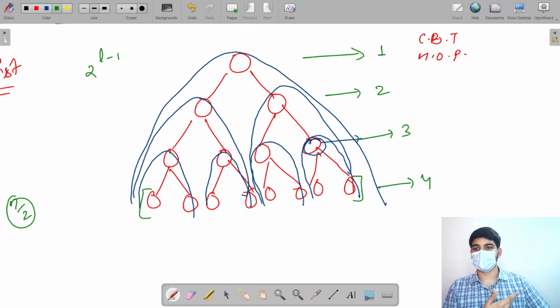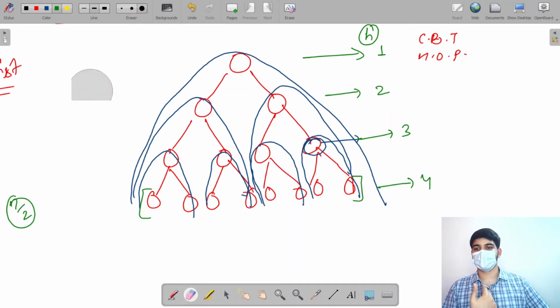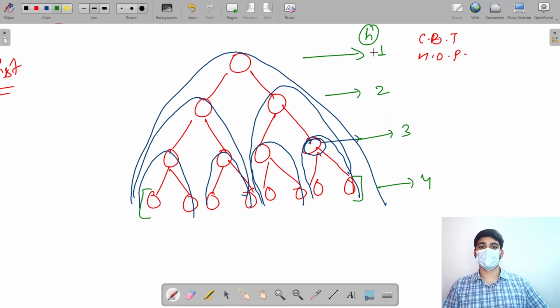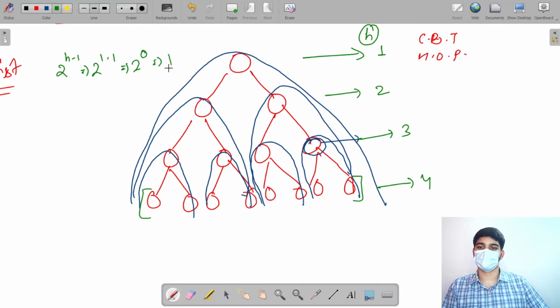I can write it as height, right? Current height minus 1. So if this is my height in terms of my nodes, then the number of nodes over here would be 2 raised to the power h minus 1. So let's see if it's correct or not, right? For h equals 1, 2 raised to the power h minus 1 would be 2 raised to the power 1 minus 1, which is 2 raised to the power 0, which is 1, right? And we have just a single node over here. So this seems fine.